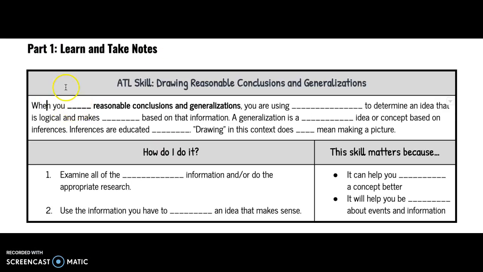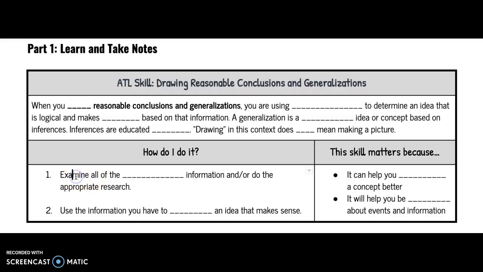So when you draw reasonable conclusions and generalizations, you are using information to determine that an idea is logical and makes sense based on that information. A generalization is a general idea or concept based on inferences, and inferences are educated guesses. In this context, drawing, as in drawing reasonable conclusions, does not mean making a picture.